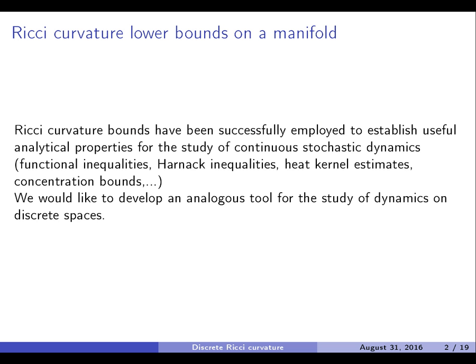So what are we trying to do here? The starting point is that lower bounds on Ricci curvature have been successfully used to study analytical properties for continuous stochastic processes on manifolds. For example, functional inequalities, Harnack inequalities, heat kernel estimates, concentration bounds, many things. And what we would really like to have is an analogous practical tool to study the same properties, but for stochastic processes on discrete spaces.